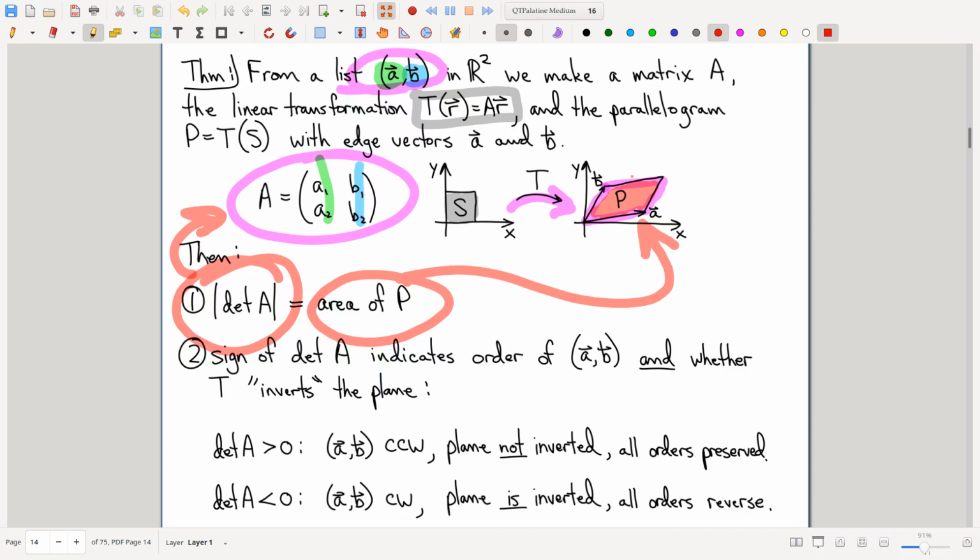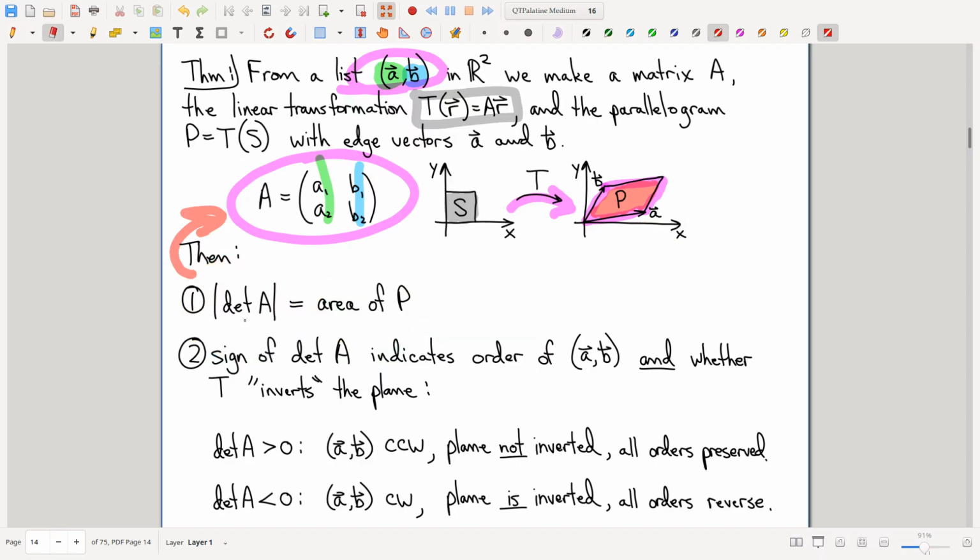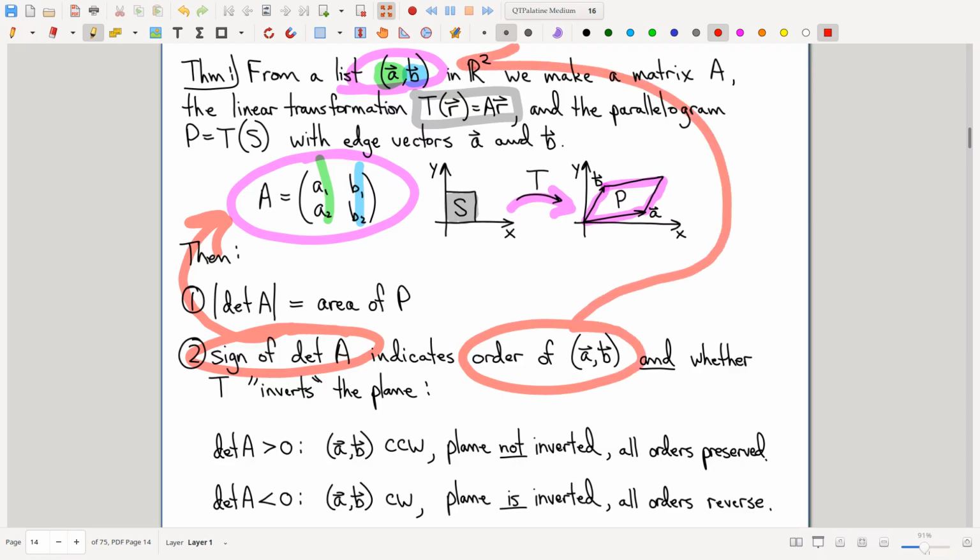Okay, let's see here. Moving along. Here's another neat fact, and that is the sign of the determinant. Sign meaning plus or minus, just the mere fact of whether it's a plus or whether it's a minus tells us the order of the original list. It tells us whether that's clockwise or counterclockwise. In particular, positive means counterclockwise and negative means clockwise.